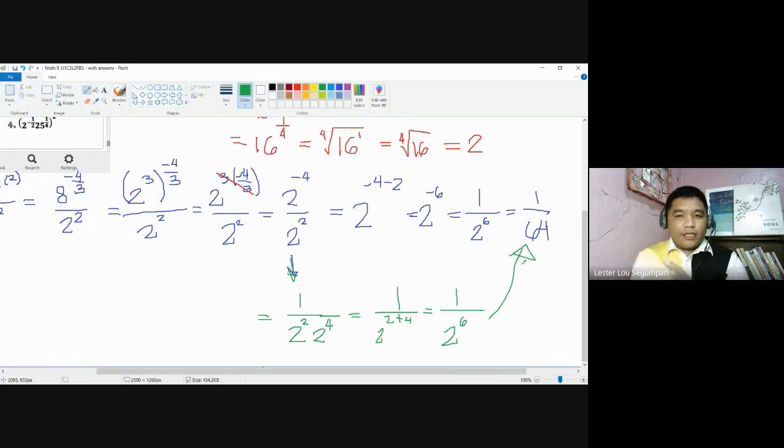So as you can see, it's a little bit faster right now because we are hoping that you have already mastered the laws of exponents, just applied now for a fractional exponent.